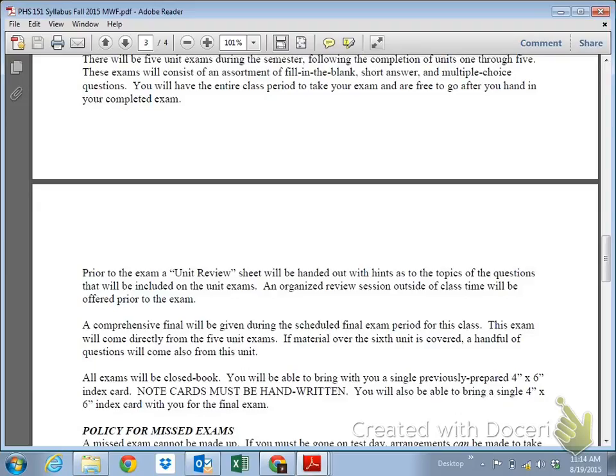A few things: you get to bring a note card with you to the test. Let's go about 4 by 6 this semester, okay? The note card is something you bring to your test, filled out ahead of time with things you think might help you on your test. Front and back, but it has to be handwritten. So, any questions about that?